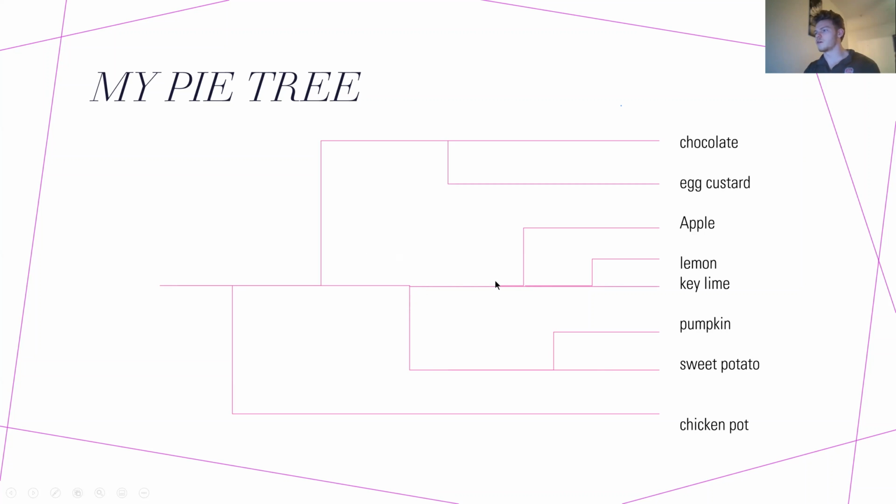So next we get into our fruit pies. Apple branches off first because it's not quite like the fully evolved form, which is key lime and lemon. Key lime and lemon are very similar in how they are, and that is why the main line led to key lime and the last branch was lemon.